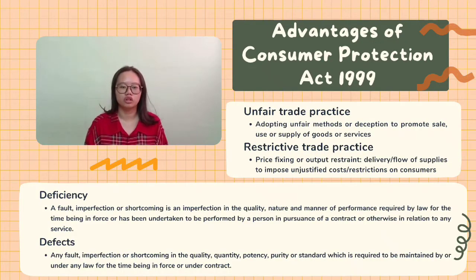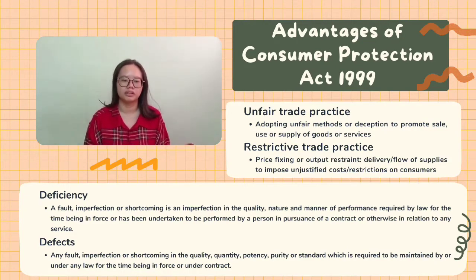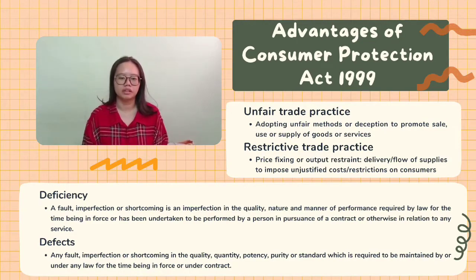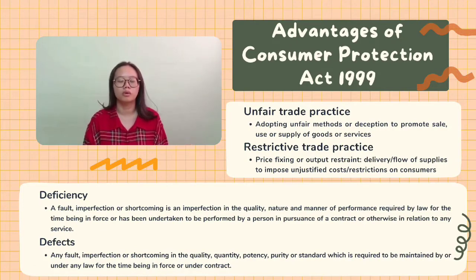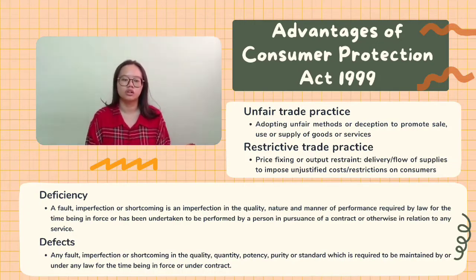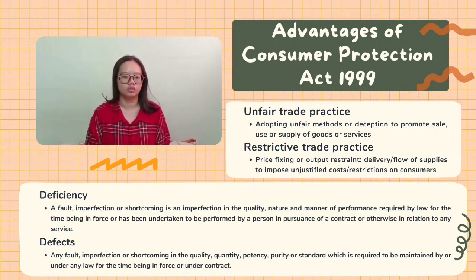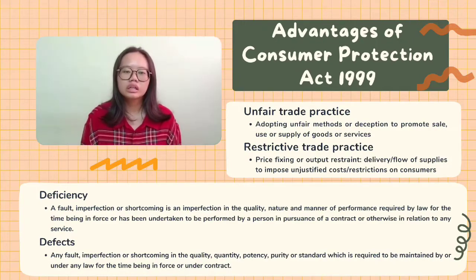Next, I will talk about the advantages of consumer protection. First is unfair trade practice. Adopting unfair methods or deception to promote the sale, use, or supply of goods or services. Misleading consumers about price and other goods or services. Falsely claiming sponsorship and approval. Last is offering misleading warranties or guarantees to consumers.